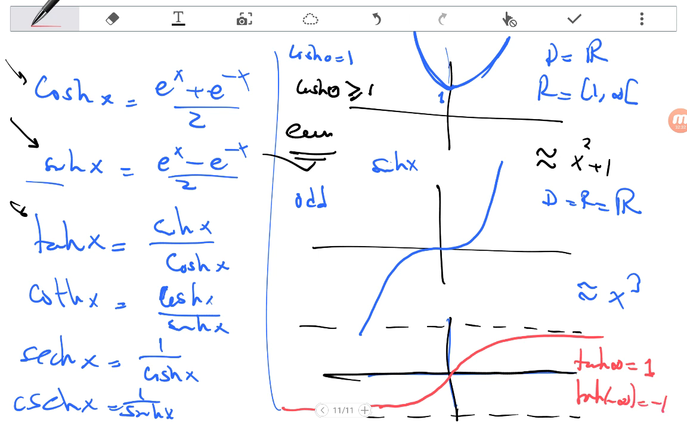Also, it is obvious from the graph what the domain is. What is the domain in this case? The domain is R. What about the range? Yes, from negative 1 to 1, but in this case it is open. It is an open interval from negative 1 to 1.